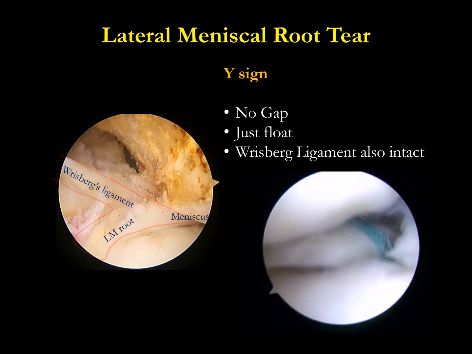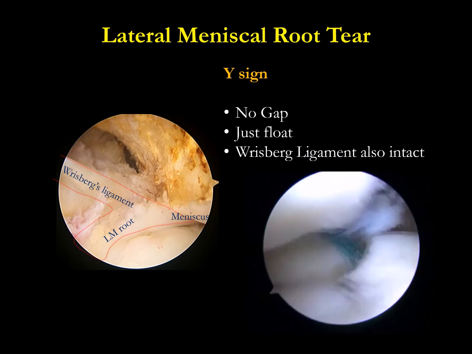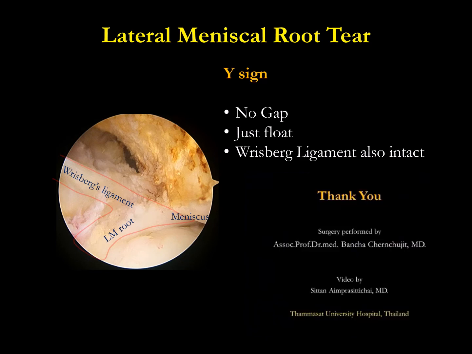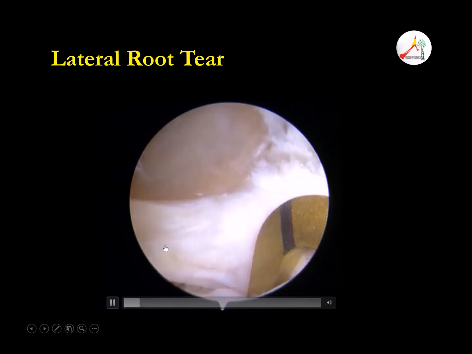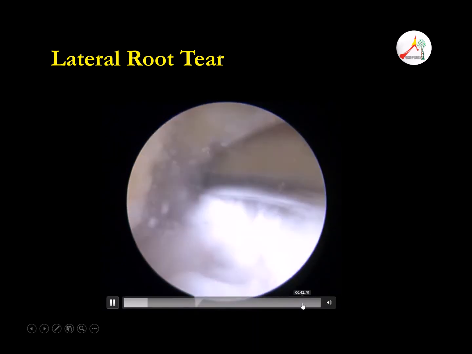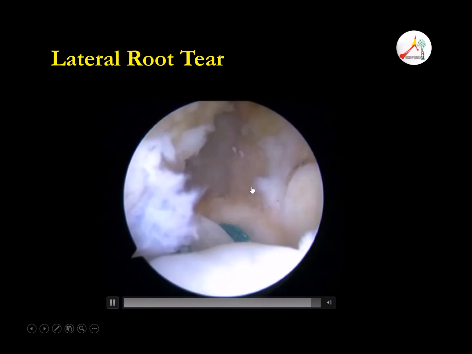So we always look back. A lot of ACL patients that have severe pivot shift, look for the lateral root. Also, this is another patient. You see, it's float. Okay, and we did the same way. Okay, pat this in.